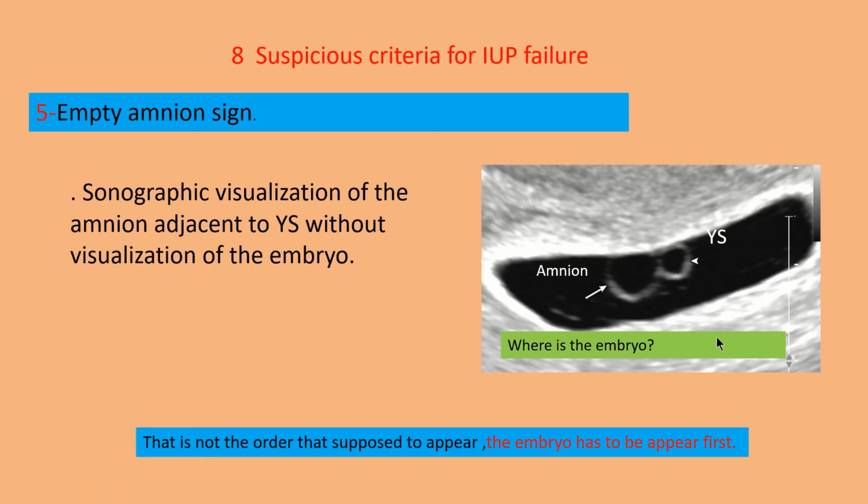Number 5. Empty amnion sign. Sonographic visualization of the amnion adjacent to the yolk sac. Here is the yolk sac and here is the amnion. Where is the embryo? That's not the order that's supposed to appear. The embryo has to appear first.